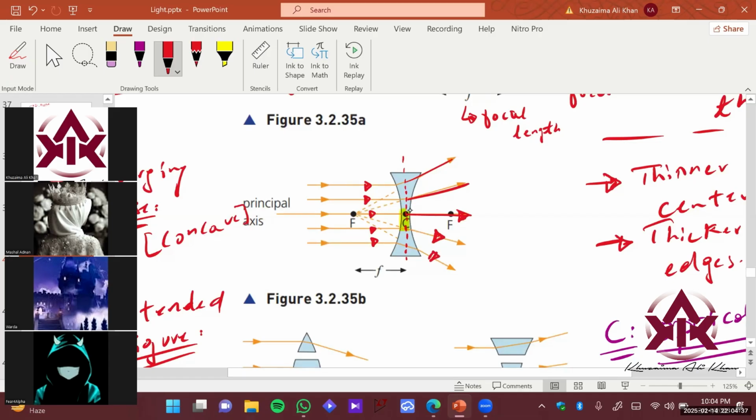Okay. So where is the image formed in a diverging lens? It is formed on the left hand side. Okay. You can see if we extend these rays virtually backwards, right? This basically crosses through the principal focus that is on the left hand side, right? So this is how the image is formed.